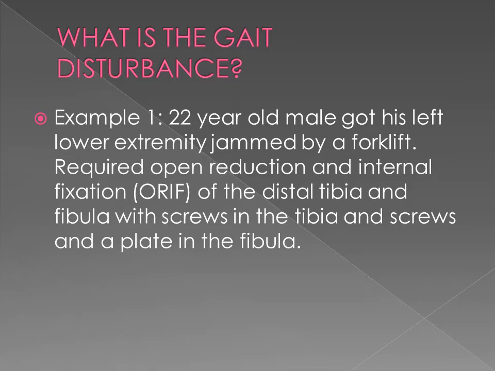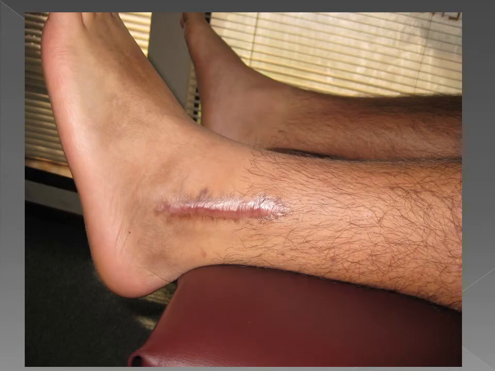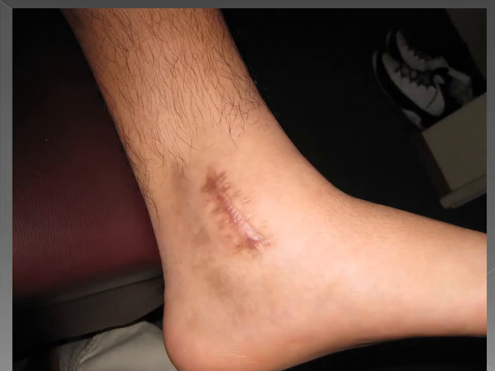This is a 22-year-old male who had his left leg jammed between a metal pole and the forks on a forklift, and it resulted in a crush of the distal tibia and fibula. This required open reduction and internal fixation with the placement of screws and plates both in the tibia and the fibula. And these are the post-surgical scars. This is the scar over the fibula that has a plate and screws, and this is the scar over the tibia that had some reconstructive screws in place, and they were in place at the time of this examination.